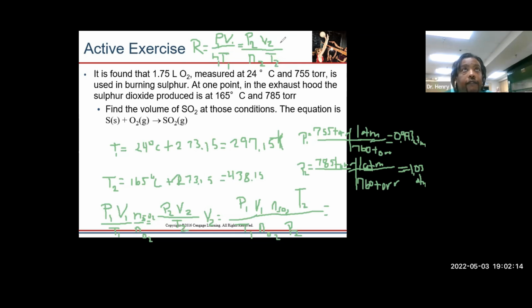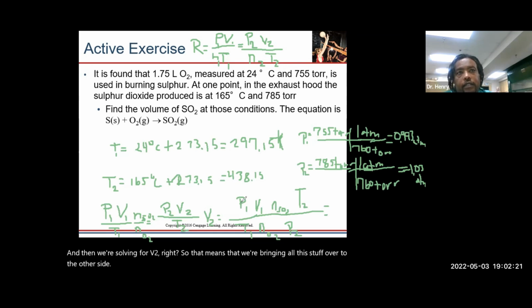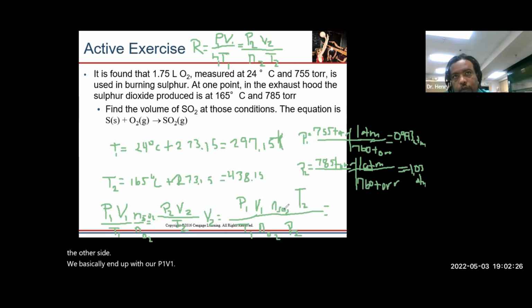okay, and then we're solving for V2. So that means that we're bringing all this stuff over to the other side. We basically end up with our P1, V1, N SO2, which is our N2, times our T2, divided by our T1, P2, and our NO2. Does that make sense? Or do you want me to work it out on the side so you'll see it?